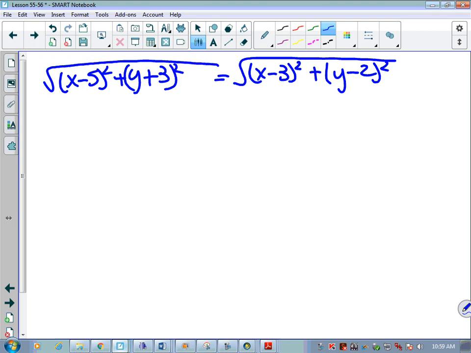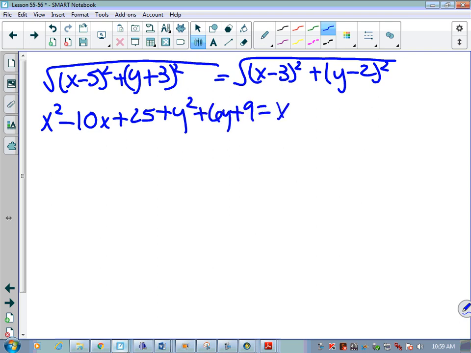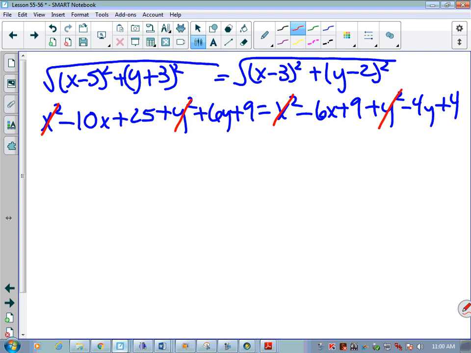Okay, so we're going to drop off our square root symbols and we're going to FOIL what we have inside. So (x minus 5) squared is going to be x squared minus 10x plus 25, plus y squared plus 6y plus 9 equals x squared minus 6x plus 9 plus y squared minus 4y plus 4. Okay, work out so far. All right, we can always factor out our squares because you're going to get the same thing on both sides.